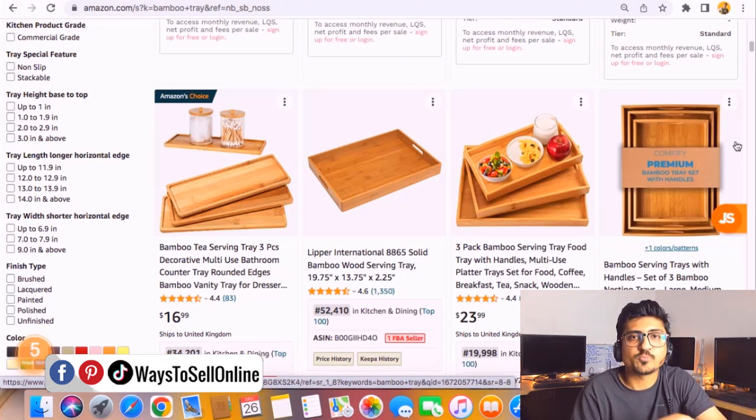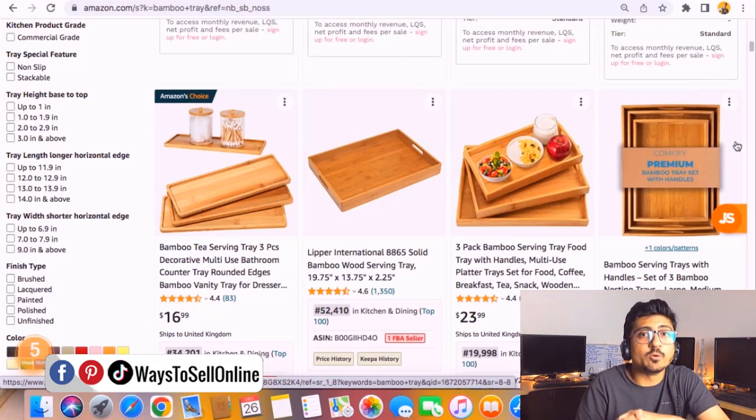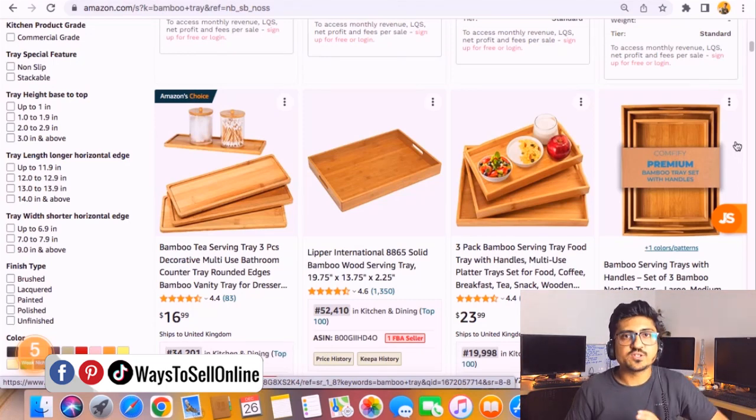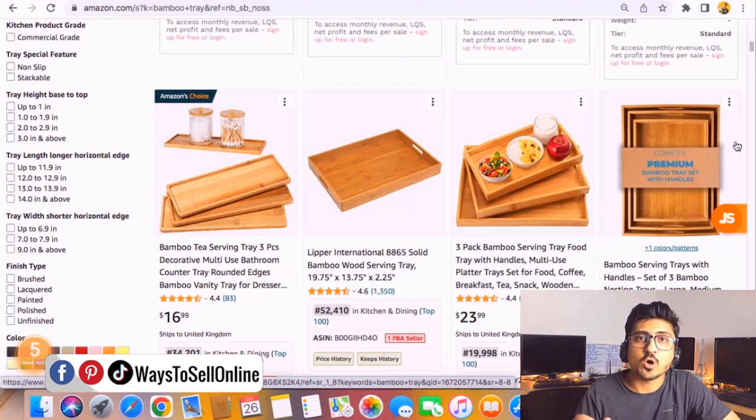So if you do that calculation properly and source that product at your desired price, then at the end of the day you will be able to make a good profit. So now at this stage, your product is good, your sourcing price is good, and your profit is good. That means most of the game is done. And now comes the second part, which is listing optimization.